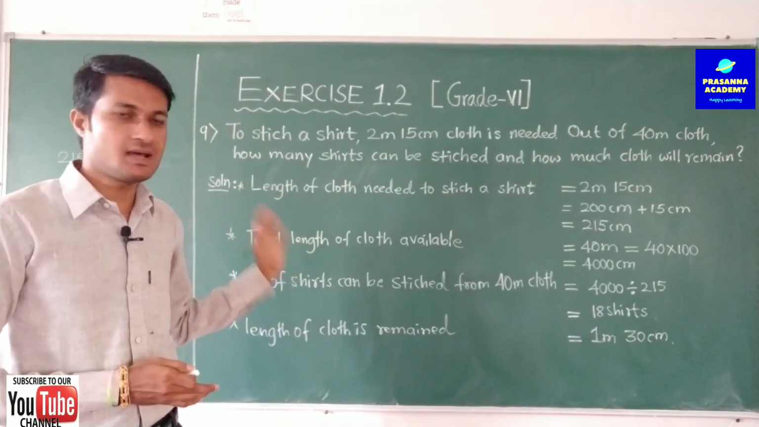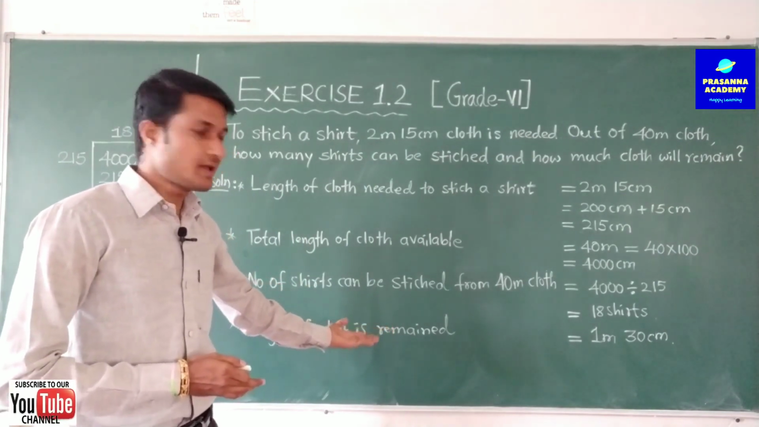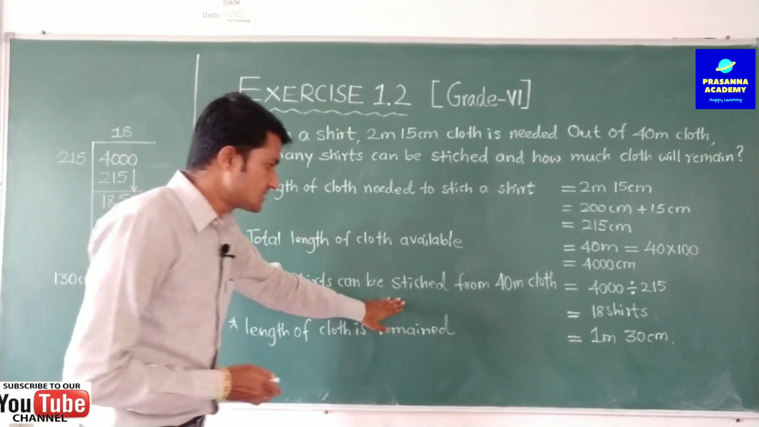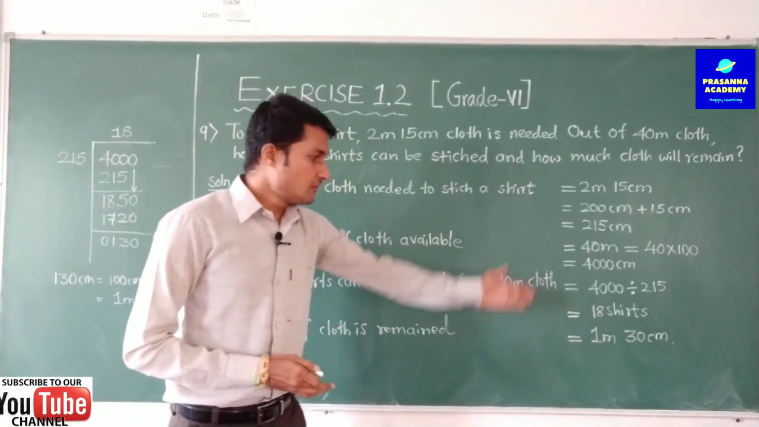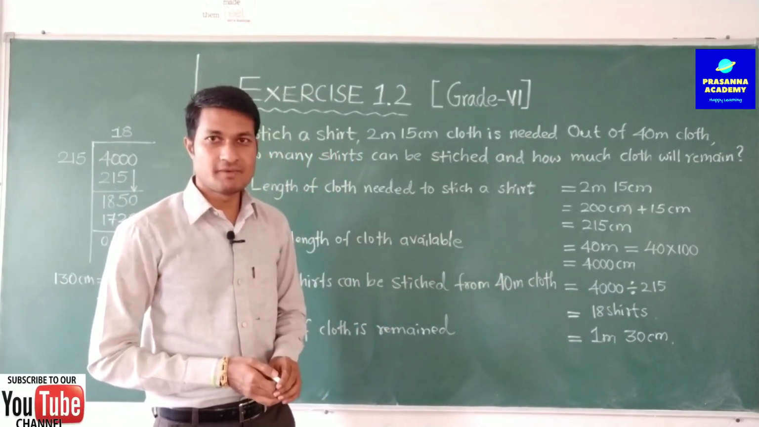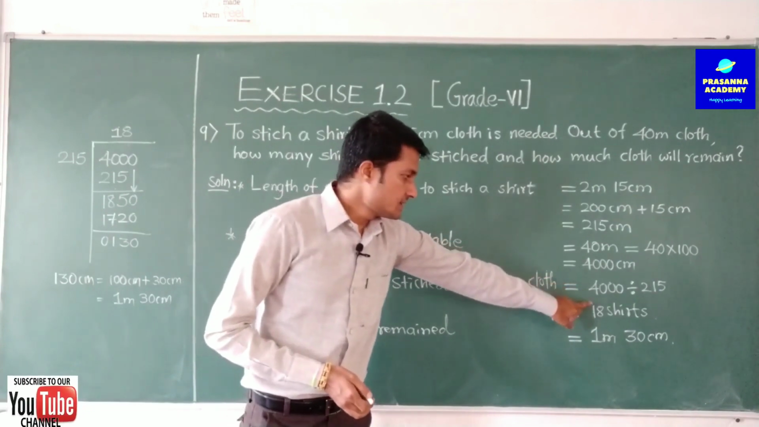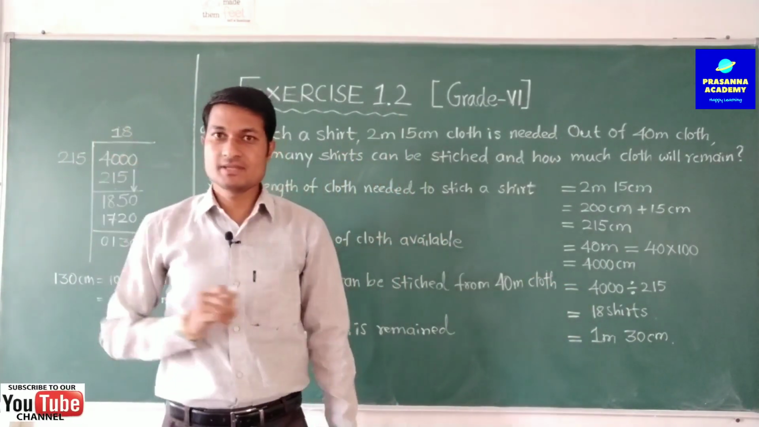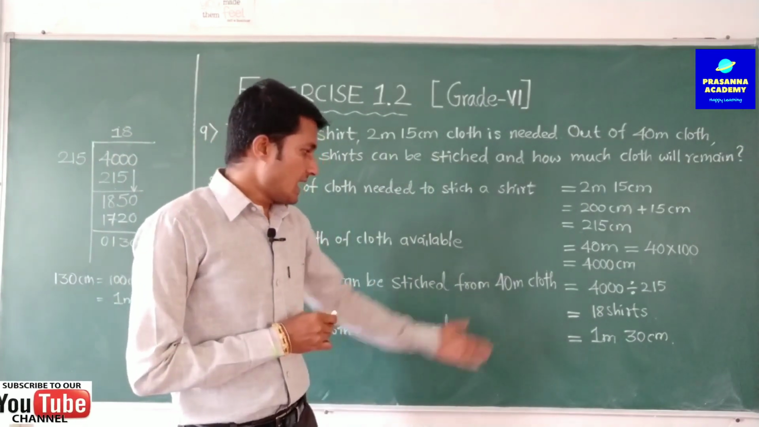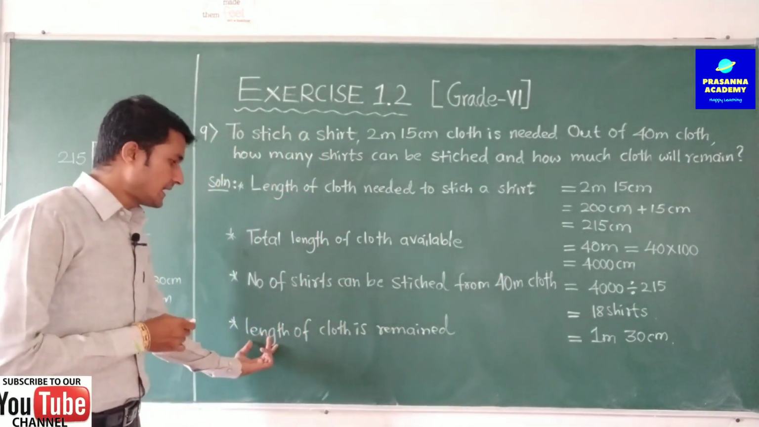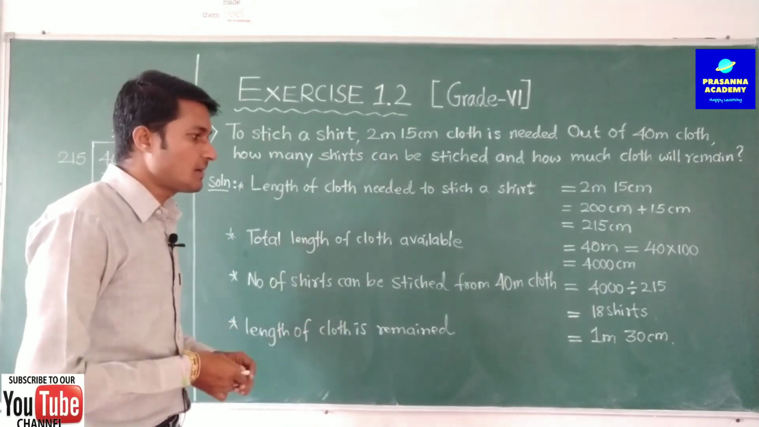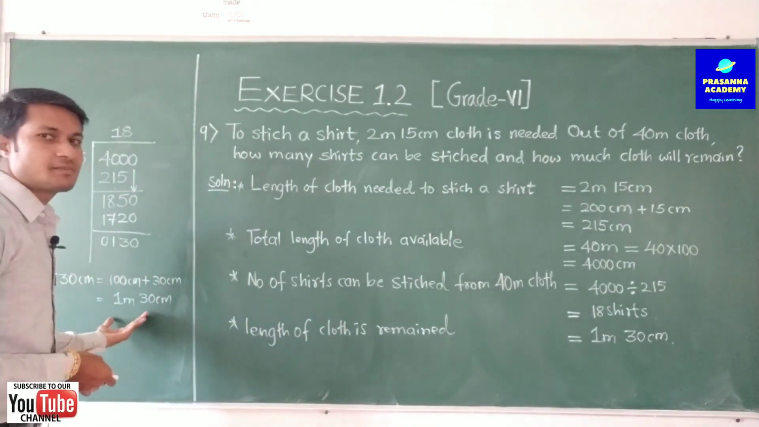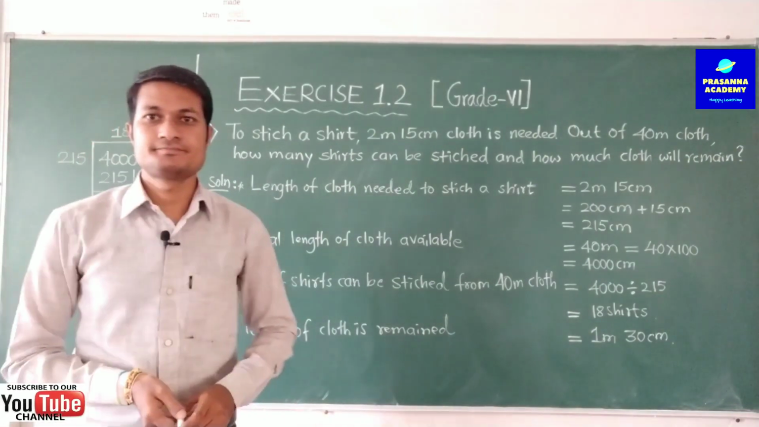By using this data, you can write your next sentences as: the number of shirts that can be stitched from 40 meter cloth will be 4000 divided by 215. We have already divided this, so we got 18 shirts by using the quotient. And we also write the length of cloth remaining, that is 1 meter 30 centimeter, by using the remainder which is left in the question.